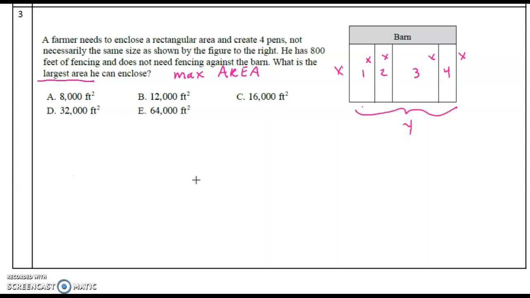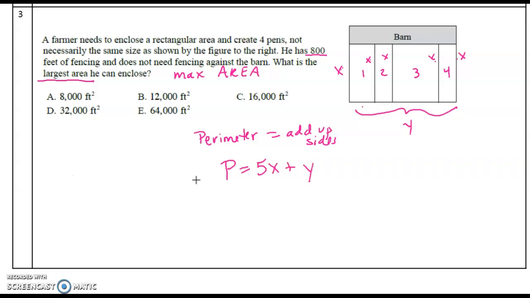Okay. So if I want my perimeter of my fence, I need to set up an equation because that's how we're going to use that 800. 800 feet of fencing is perimeter. So we've got to add up all the sides together. Add up sides. So I get P equals 1, 2, 3, 4, 5x plus my 1y.